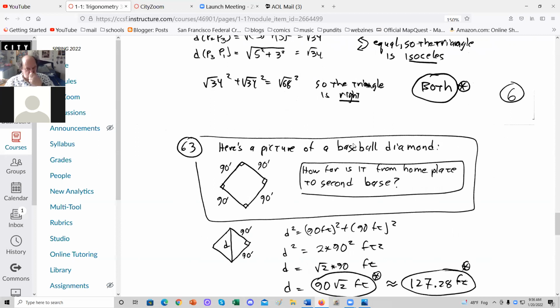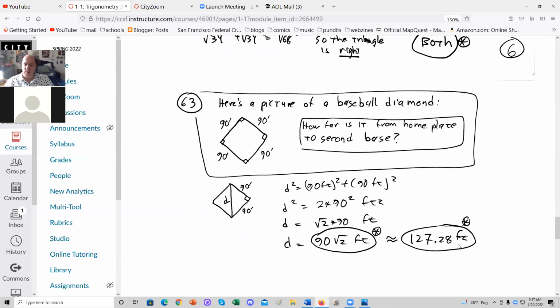Now here we have a picture of a baseball diamond with 90 feet on a side. How far is it from home plate to second base? Well, this is a right triangle here. The sides are 90 feet by 90 feet by d. So d squared equals 90 feet squared plus 90 feet squared. That's twice 90 squared square feet. And so taking square roots, you get root 2 times 90 feet. So it's 90 root 2 feet, which is approximately 127.28 feet.